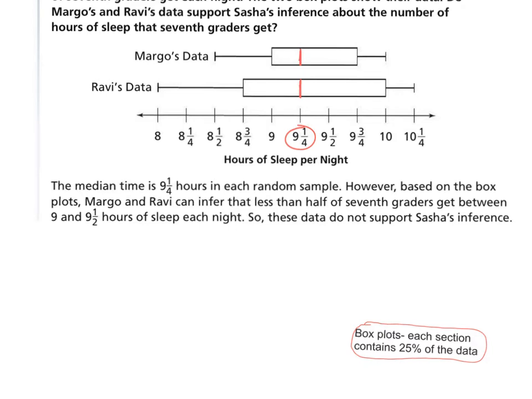Okay, this is the book's interpretation of this, and I think this is debatable. Like I said, with the 9 1/4 being right in the middle, I think it actually does kind of support her inference. So I disagree a little bit here. And that's one thing about some of the problems in this section: it's possible to have 2 different opinions or 2 different answers. There's not always a clear-cut answer with some of the stuff in this section.